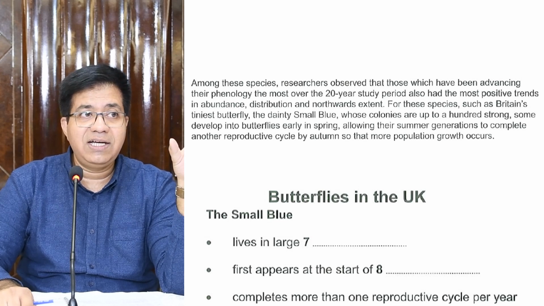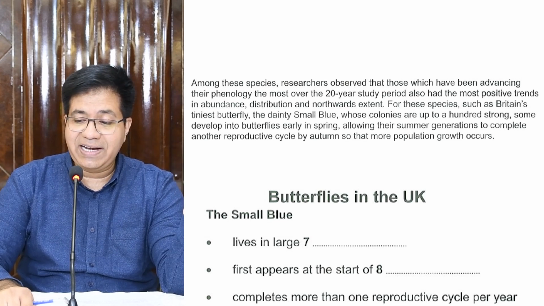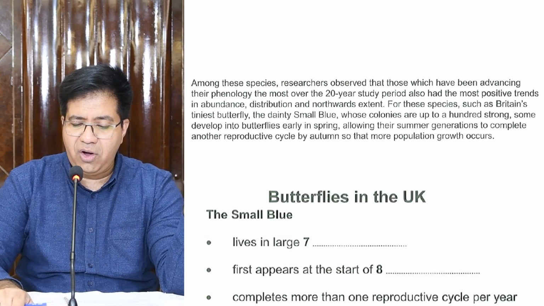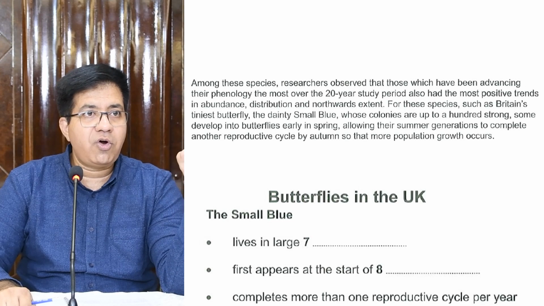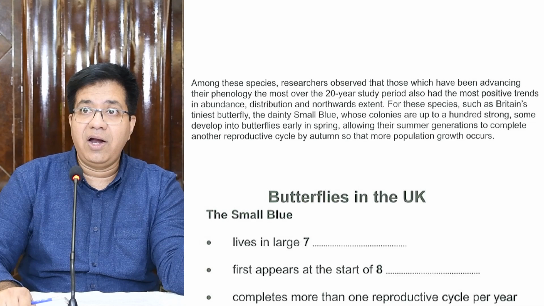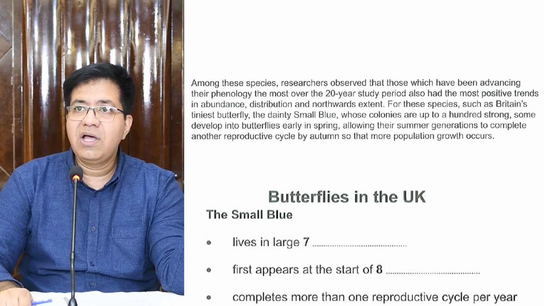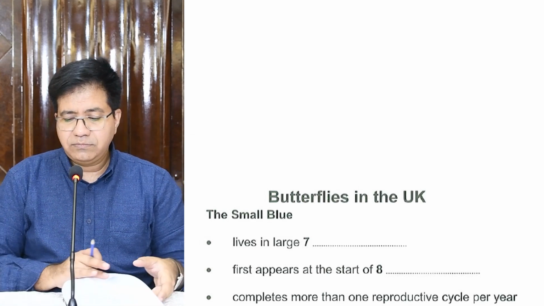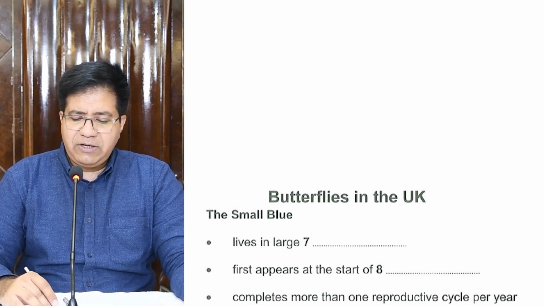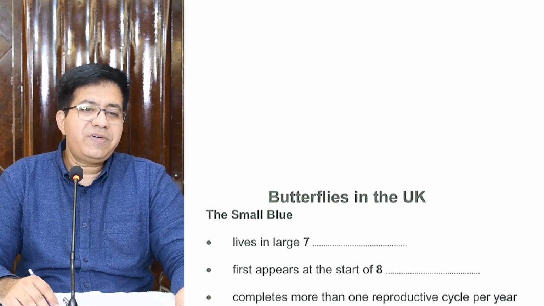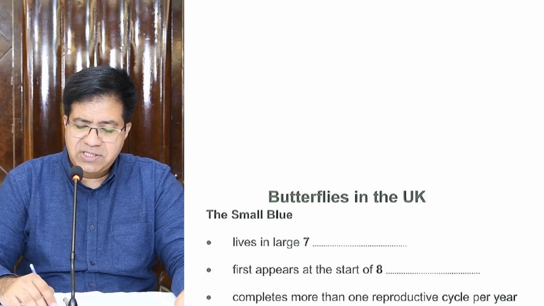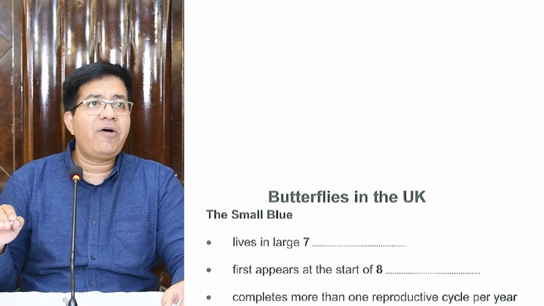What is the answer? Colonies. Technical question. Whose colonies are up to 100 strong. So up to 100 strong means colonies are up to 100. Okay, and 100 is large. So the correct answer is colonies. Okay, question number 8. First appears. What first appears? Small blue, exactly. Small blue first appears at the start of dash.